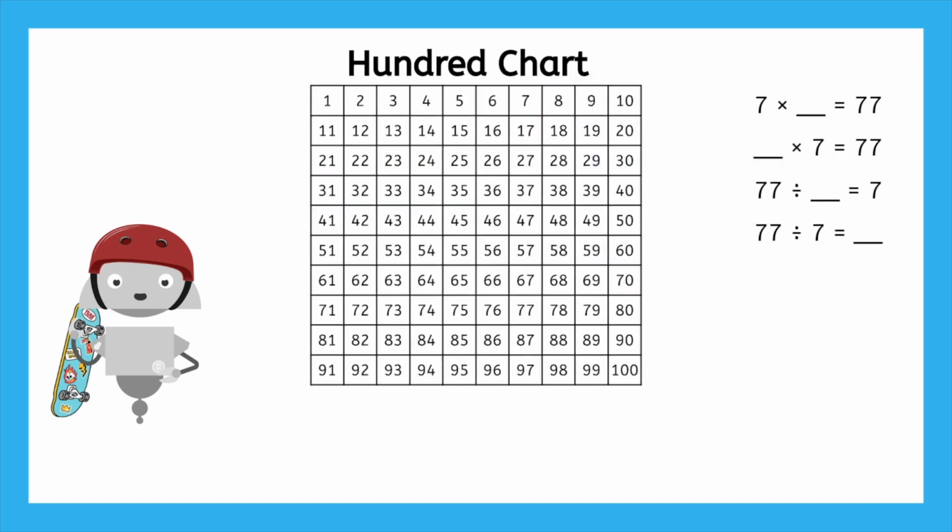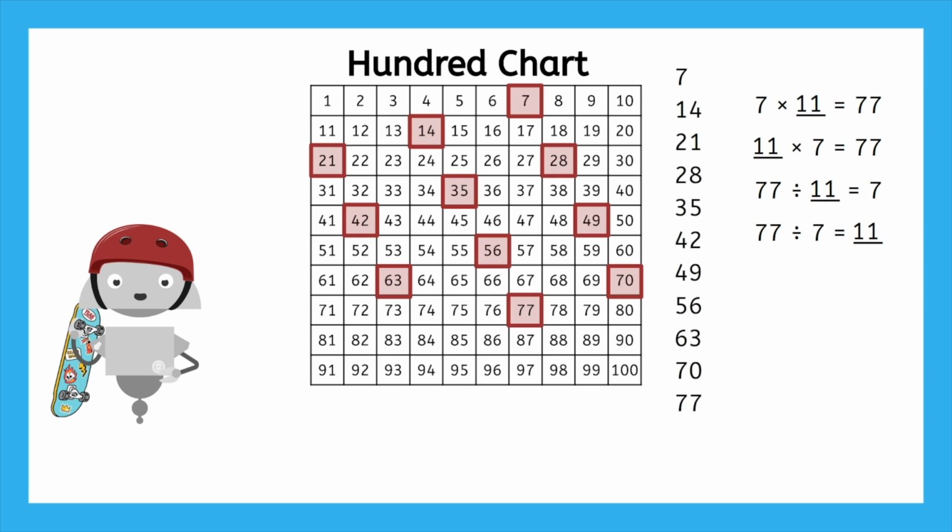On the 100 chart, we can keep track while skip counting by multiples of 7. 7, 14, 21, 28, 35, 42, 49, 56, 63, 70, 77. We counted by 7 a total of 11 times. Or instead of using a 100 chart, maybe you listed out the multiples and found that you needed to count by 7 a total of 11 times, just in a slightly different way.